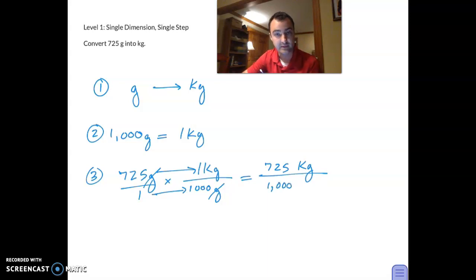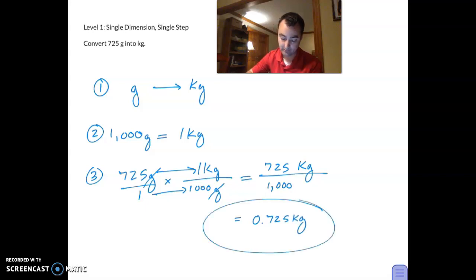And there are no units left on the bottom. The grams have already canceled. So then you use your calculator or you do this math in your head. 725 divided by 1,000 is 0.725 kilograms. So these 3 steps, no matter how difficult the problem is, if you're doing a conversion, you can do all of these to set up your math problem as multiplication of fractions.